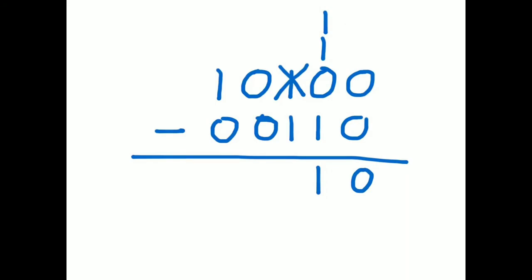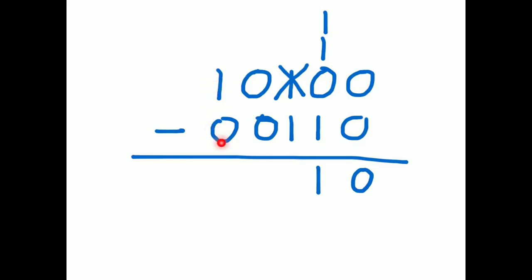And now we have, in the next column, this is a 0, this is a 1. So we're saying effectively 0 minus 1. We can't do that, we need to borrow. Well, we can't borrow from this column, so now we have to borrow from this column. So what is this column? Well, we have 1, 2, 4, 8, 16. You have to know what the column is in order to understand how this works.